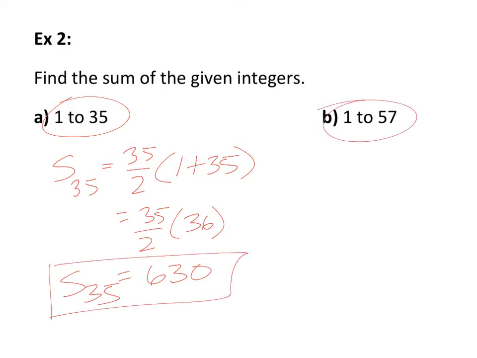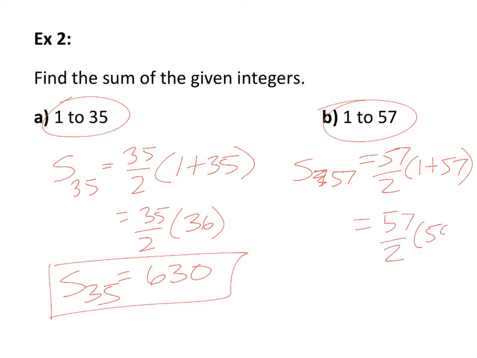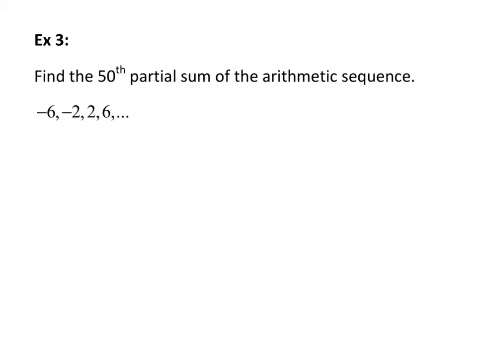Here I have 57 terms. Same deal as before. So 57 over 2 times 1 plus 57. So I have 57 over 2 times 58. And I get 29. 57 times 29 is 1653. All right, 57 terms. Done.